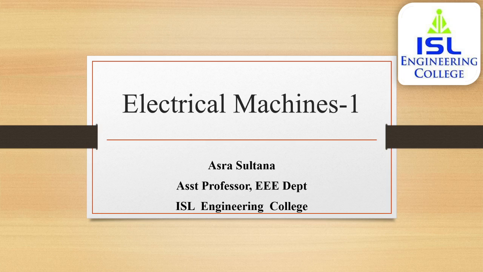Last class I talked about the characteristics of separately excited and shunt excited DC generators. So today's class we will be seeing the characteristics of the series generator and compound generator. Basically we are finding out three characteristics. First one is open circuit characteristics. Second is load characteristics. Under load characteristics, there are two types, that is internal and external characteristics.